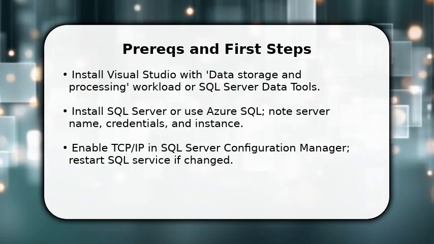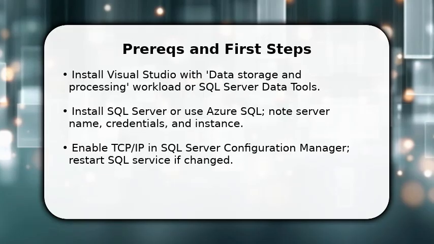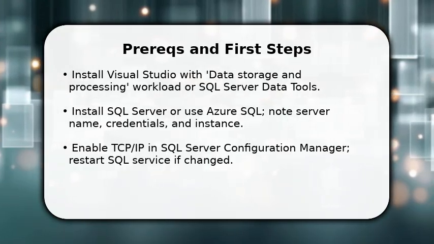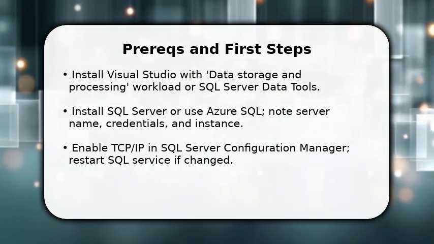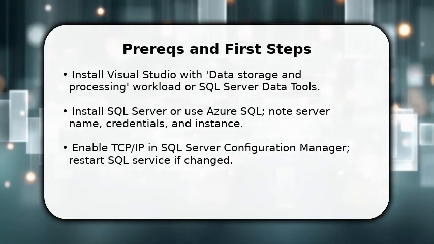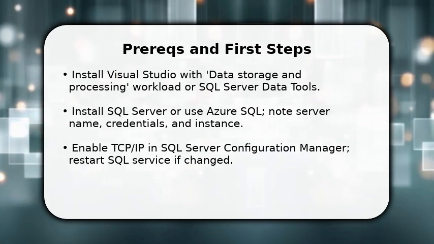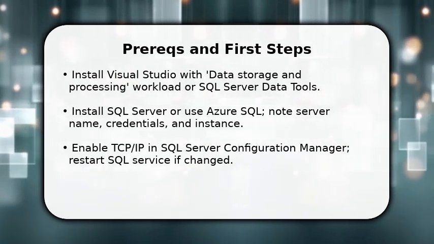Next, add a new data connection in Server Explorer. Select Microsoft SQL Server, then enter server name and authentication. Once done, test the connection. This verifies credentials and network. If it fails, make sure TCP/IP is enabled, and Firewall allows the SQL port before continuing.